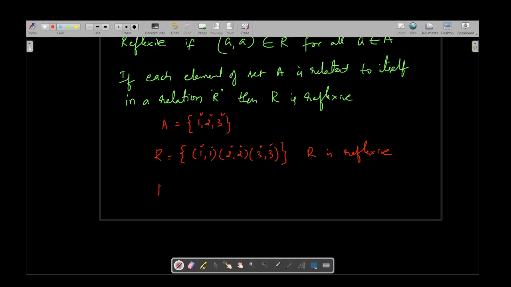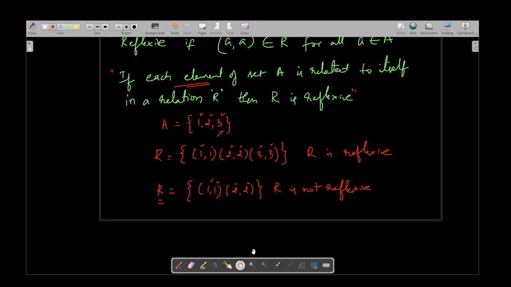If I take one more example, say R equal to {(1, 1), (2, 2)}, then R is not reflexive here, because all the elements of A are not related to themselves. 1 is related to 1, 2 is related to 2, but 3 is not related to 3, so R is not reflexive. Clearly the definition says each element of A should be related to itself.